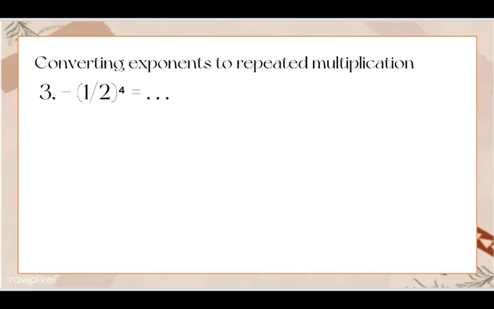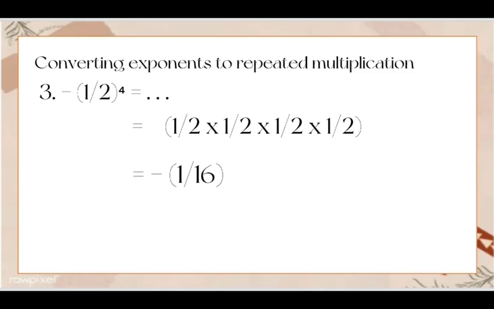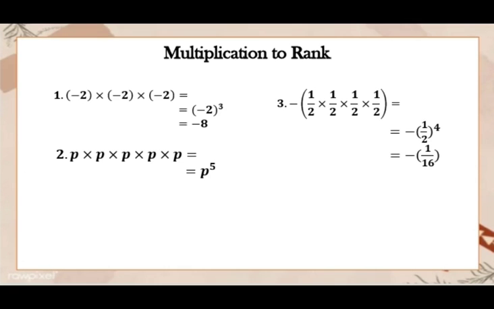Okay, go on. Minus open bracket 1/2 close bracket to the power of 4. Now you have to be careful. Yes, the minus is not to a power, only 1/2 is to the power. So this will be equal to minus open bracket 1/2 times 1/2 times 1/2 times 1/2 close bracket. So this is equal to minus open bracket 1/16 close bracket. That's it.